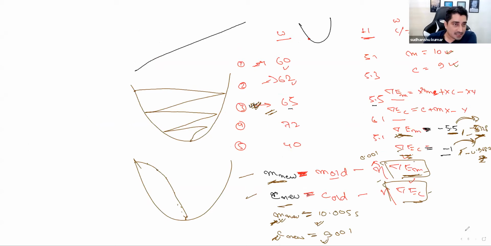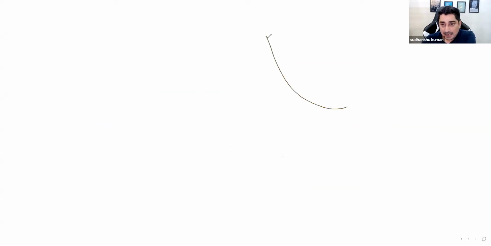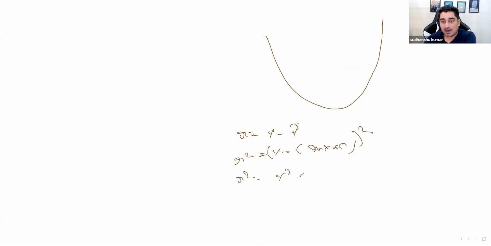So when someone tells you to explain gradient descent, how will you explain it? You will start from the equation: residual is nothing but y minus y hat. Now what is y hat? It's nothing but mx plus c. Now I'll try to find out the square of this residual, so I'll expand this one: y square minus 2y(mx plus c) plus (mx plus c) square. Just expand it, that's it. Nothing else, right?